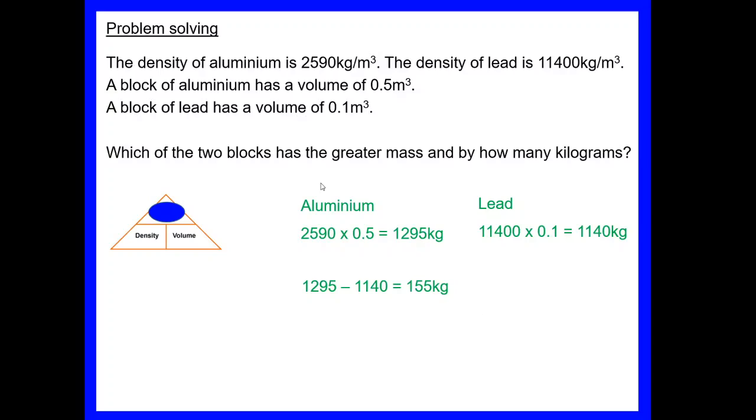And finally, we need to give our statement for our answer. So when we're asked one of these long worded questions, we need to give a sentence answer at the end, a conclusion to what we found out. So which of the blocks had a greater mass? Well, we can see that that's the aluminium, and by how much? 155 kilograms. So a nice clear sentence at the end then: aluminium has a greater mass by 155 kilograms.